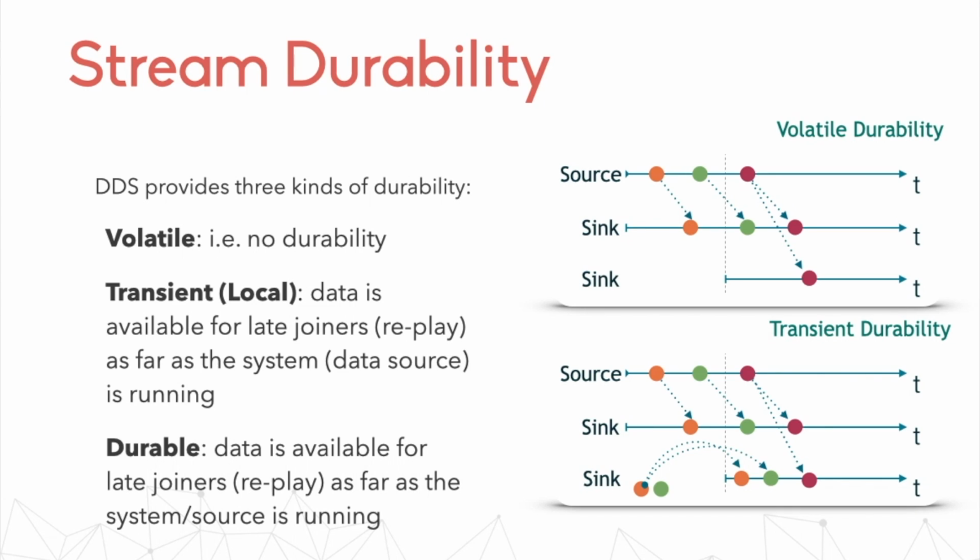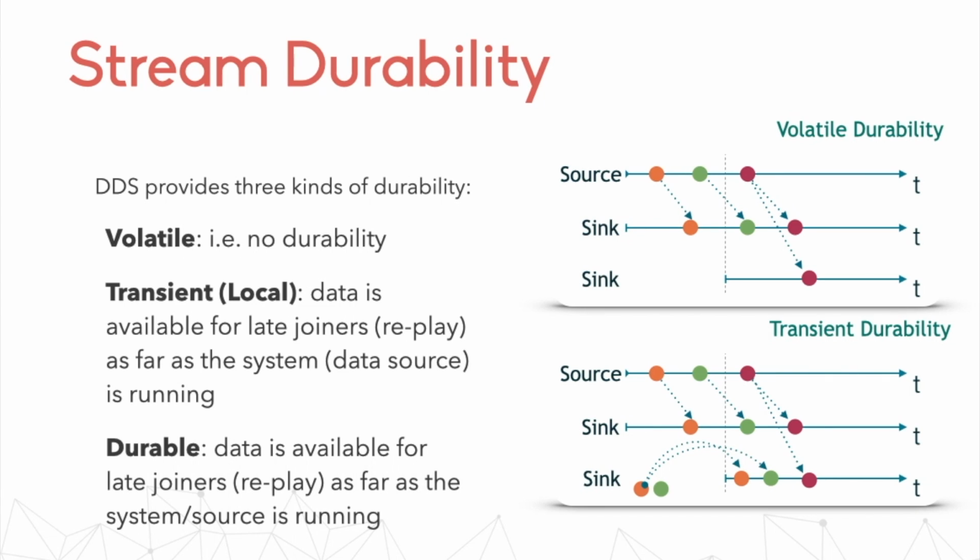in that case you have real temporal decoupling, which means, as in the second marble diagram, that when a late joiner arrives, he will receive the data that was produced before he was in the system. How much of that data will be provided depends on the specific settings. As I said, it could be the last value, the last n values, or all the values. And then whether this data will be provided even if the sink is gone depends on the specifics of the durability settings.